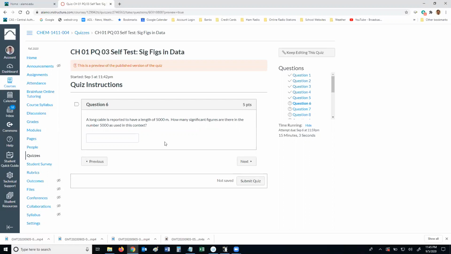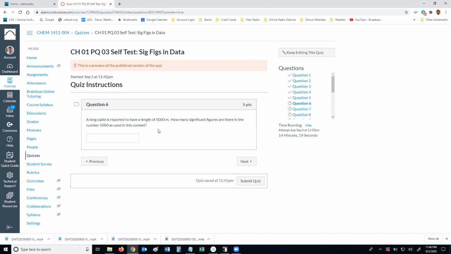Okay, question 6. A long cable is reported to have a length of 5,000 meters. How many significant figures are there in the number 5,000 as used in this context? Well, this is a number that ends in zeros without a decimal point being shown. By default, the decimal point is assumed to be at the right-hand end of a number, but it's not been explicitly given. It just says 5,000, not 5,000 decimal. If the decimal had been there, it would indicate that all those zeros are significant. But in the absence of that, we don't know how many are significant.